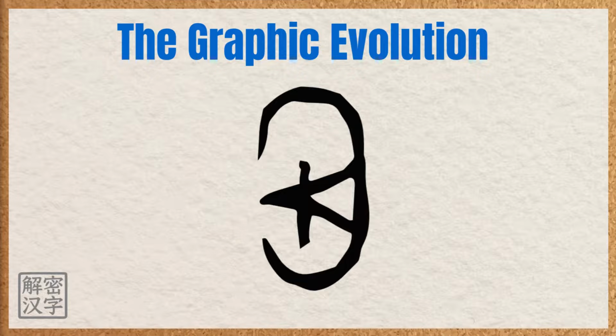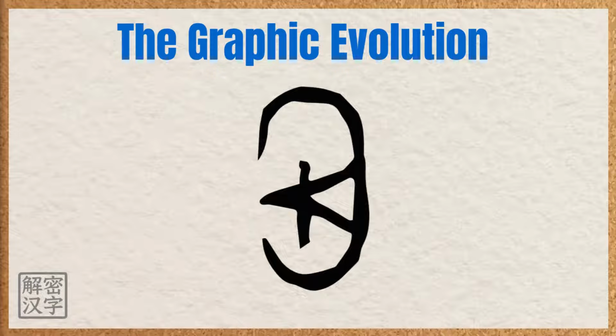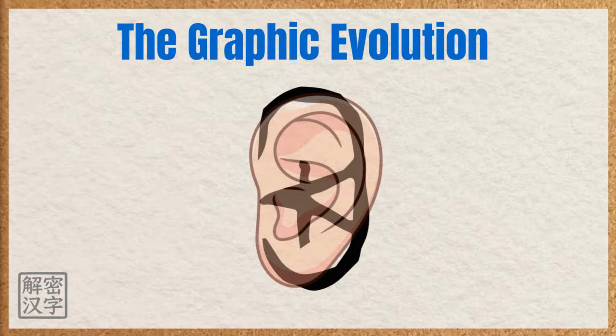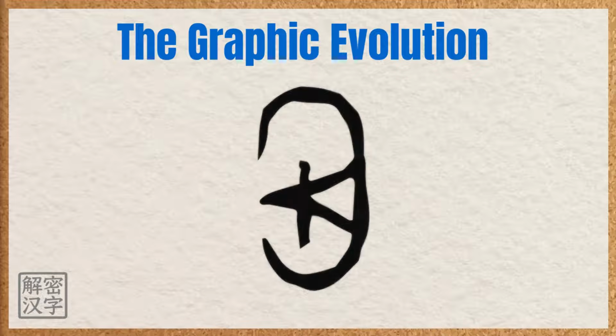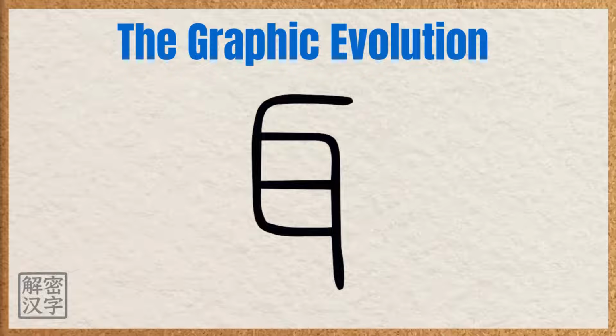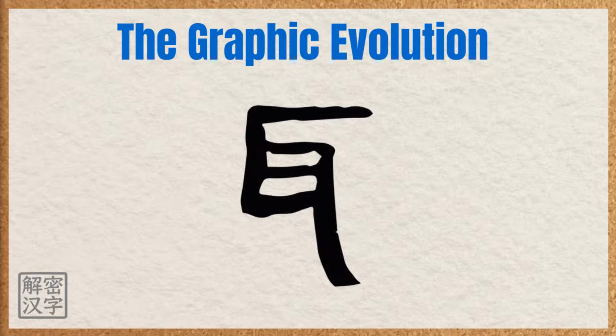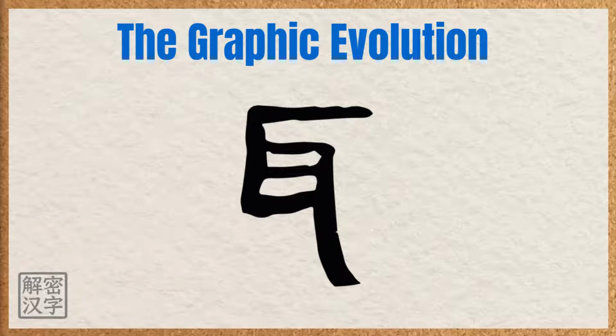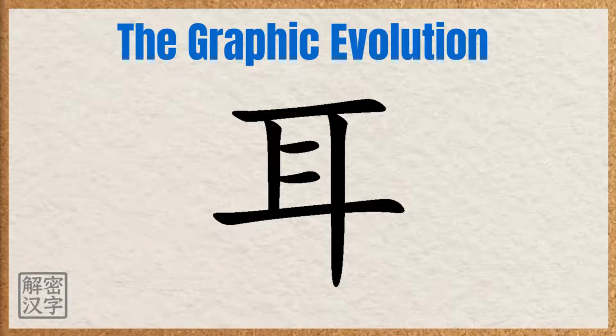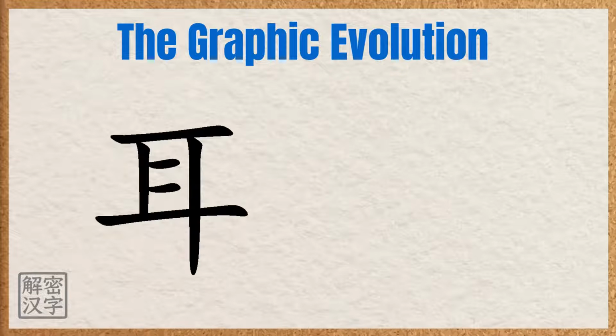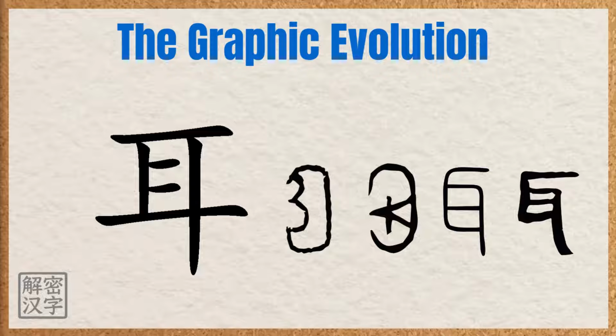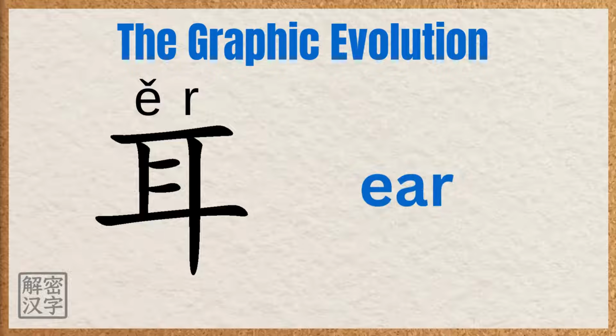And if you look at the earliest bronze inscriptions from the Shang dynasty, they look even more like a real ear. Over the course of thousands of years, this simple little pictograph kept changing as Chinese writing evolved. But even though the shape shifted a lot, the meaning basically stayed the same. Today, we still read it as "ěr" and it still just means ear.